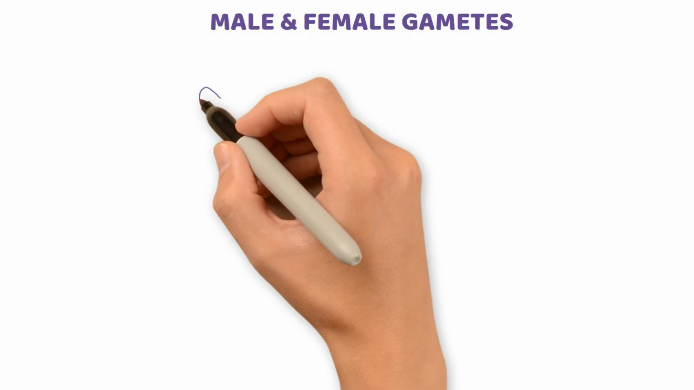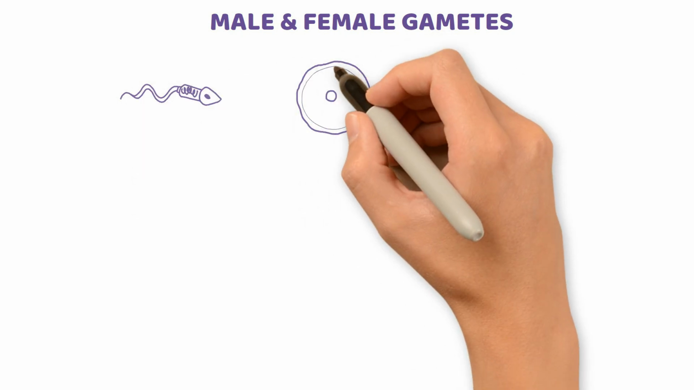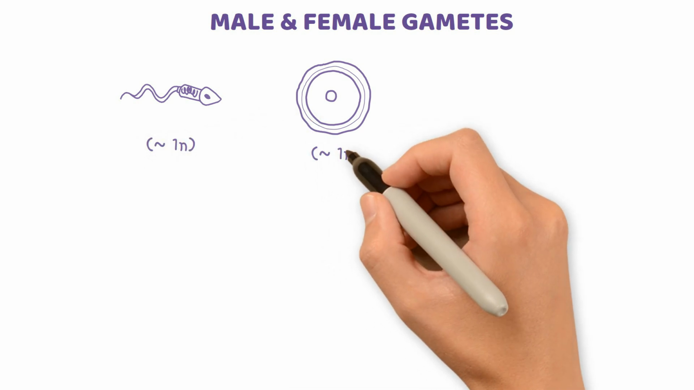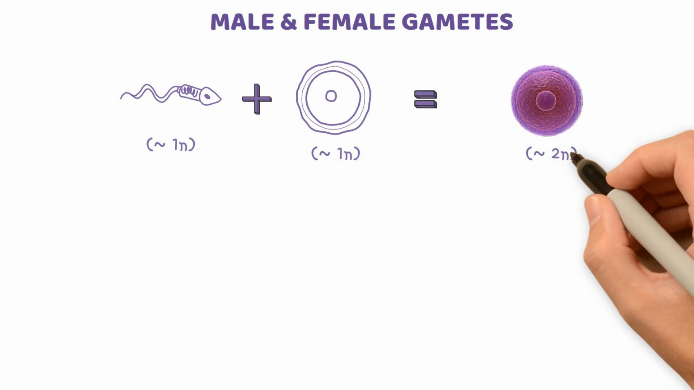Everything begins with the male and female gametes, sperm and ovum. These specialized cells are haploid, meaning they carry only 23 chromosomes each. When they combine, they restore the normal 46 chromosome count, crucial for human development.